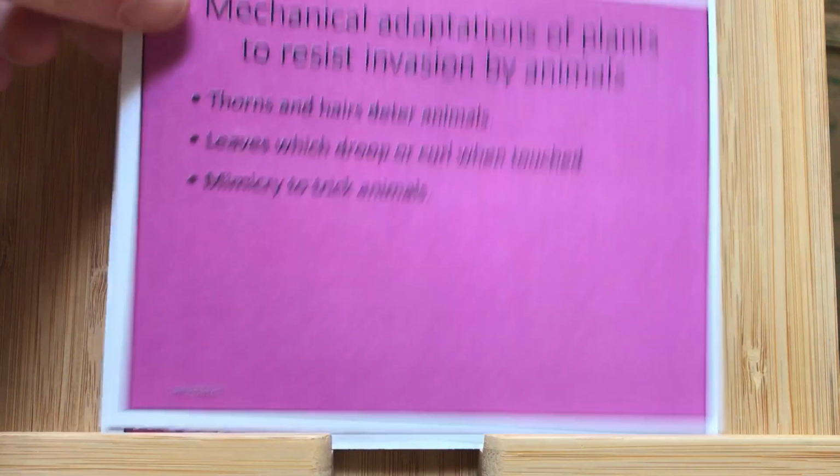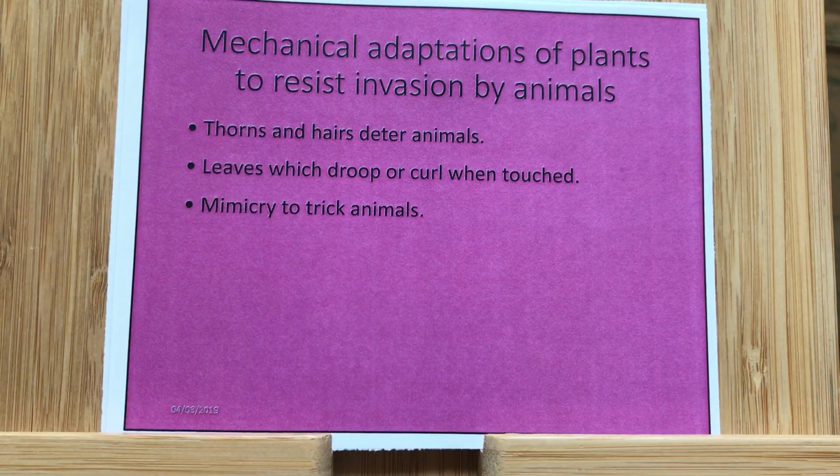And then the last section, let's look at the wording carefully. This is mechanical adaptations of plants to resist invasion by animals. So the last two slides we've been looking at microorganisms, pathogens. Now we're looking at a larger scale, resisting the invasion by animals. So this is going to be larger organisms that would want to eat the plants. So this is where thorns and hairs come in. Thorns are not going to deter a pathogen, but if there's an animal that bites down onto that plant, thorns and hairs are going to be a big deterrent.